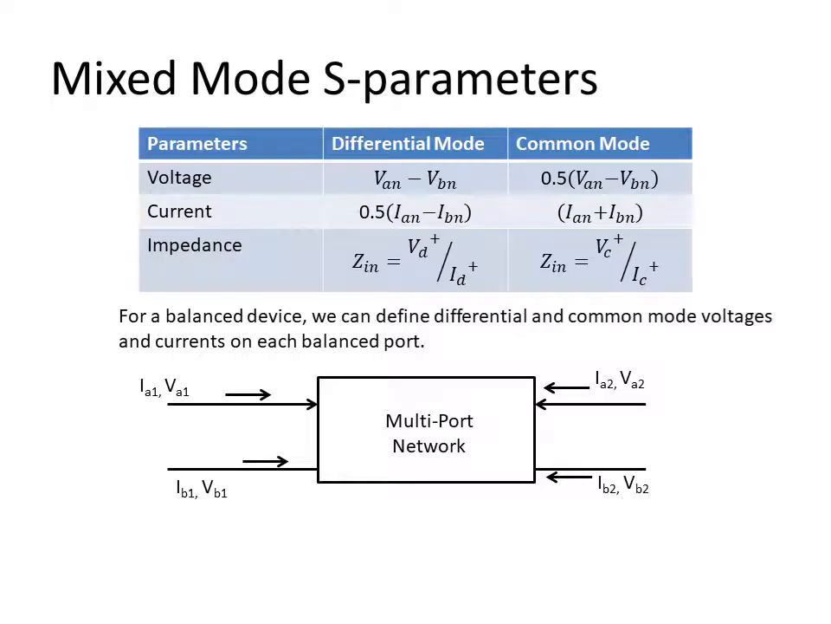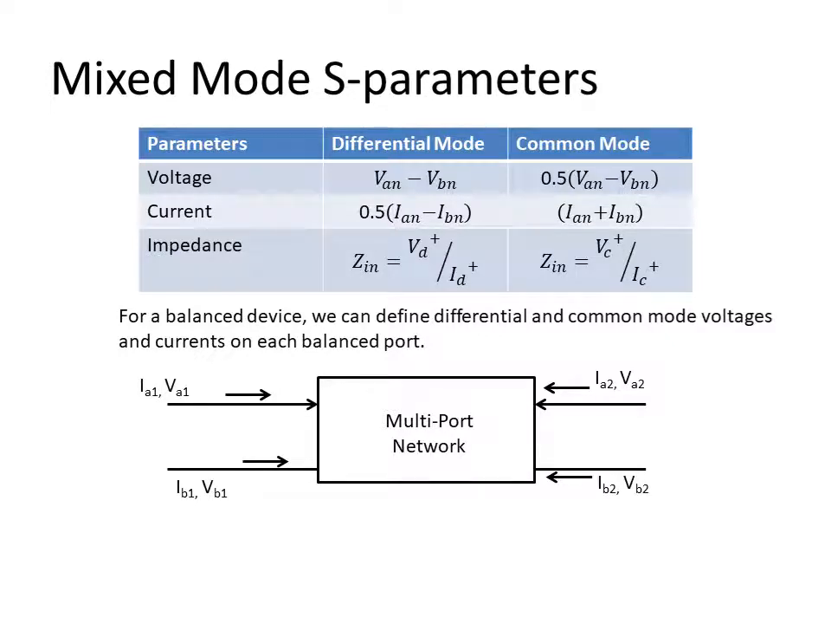In the case of the mixed-mode S parameter, which is also called the balanced network, see this balanced network. Here there are two input terminals and two output terminals, and the incident voltages are defined as VA1, VB1. Similarly, there are two currents at the input and two currents at the output defined. It means it is basically a four-port network.